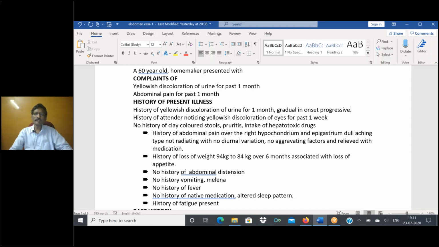Then you have written history of clay colored stools. So, no history of clay colored stools, pruritus, intake of hepatotoxic drugs. Okay, so this I think you can include at a later point of time, at the end you can include it. Now what is that you asked, hepatotoxic drug, Vignesh? Because in the history of presenting illness, you have to tell the common drug which the patient has accessed. So what are the hepatotoxic drugs? You have to bring it in, or you want to bring it somewhere at a later point of time.